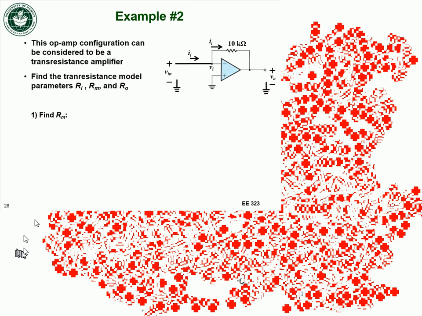Okay, so let's find our transresistance term first. And that was defined as the output voltage divided by the input current, given an open circuit at the output. Okay, this is just our definition from the transresistance amplifier model.